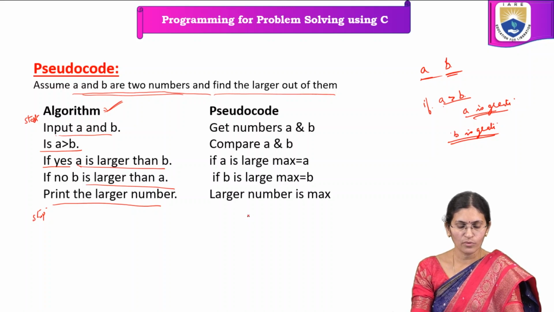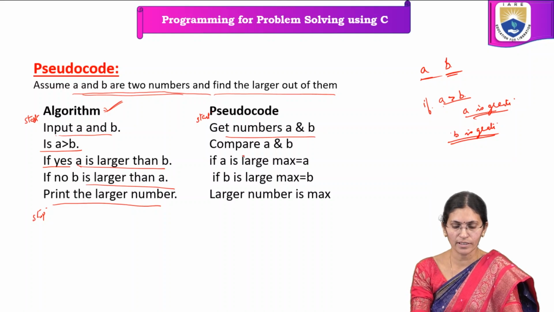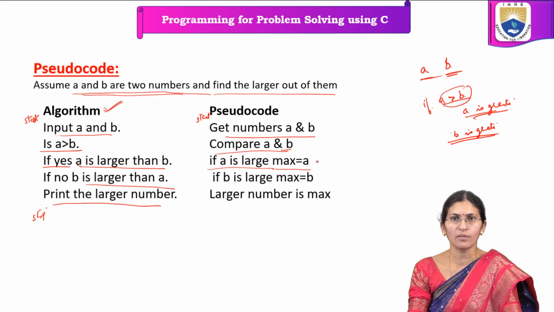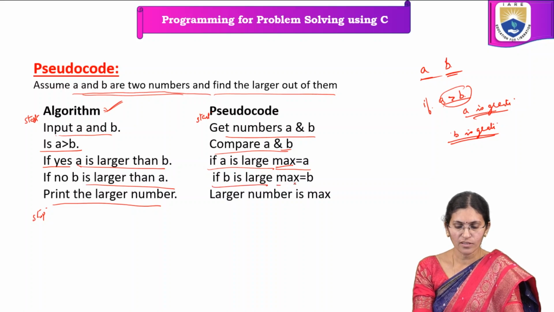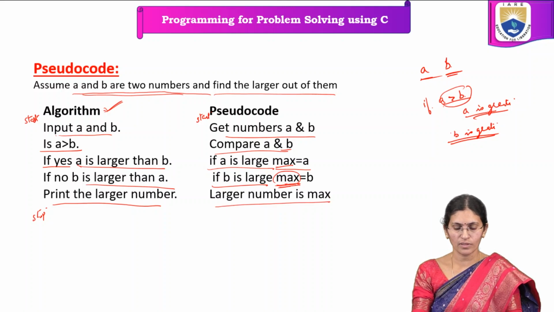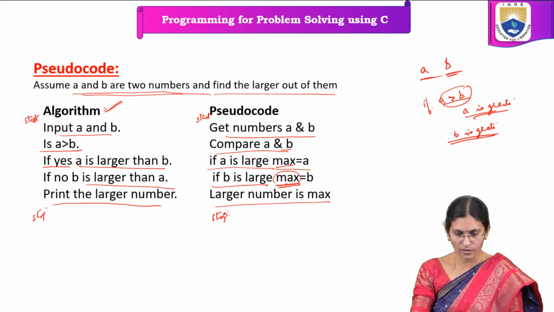Next, coming to the pseudocode, you can see the difference between pseudocode and algorithm here. First you can write start or begin, then get the numbers A and B, or read the numbers A and B. Then you have to compare A and B. In order to compare, we can use the relational operator. If A is larger, you assign the variable A to max. If B is larger, then max will be equal to B. Here you take one more variable, max, which is used to hold the largest value. The larger number is stored in the variable max. At the end you need to stop, or write end. This is how you can write the pseudocode for the given problem.